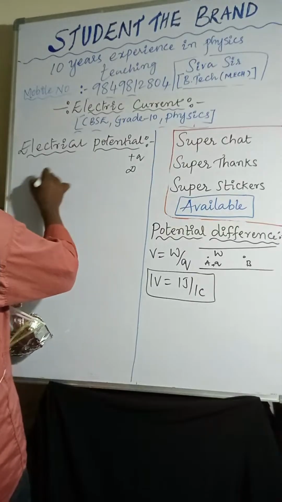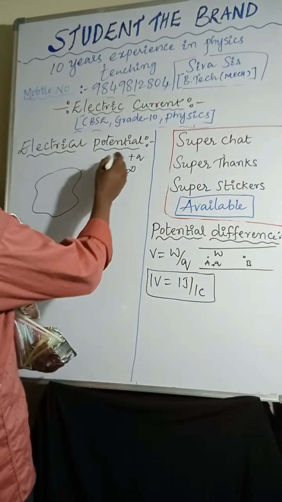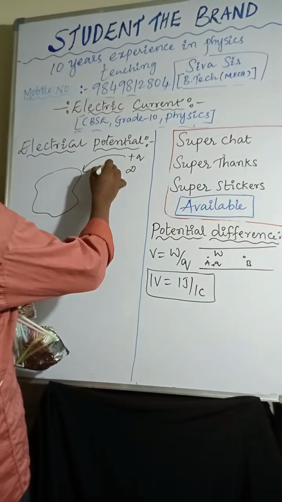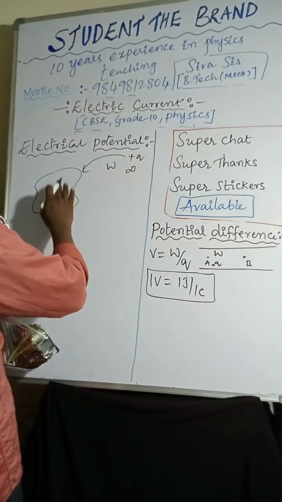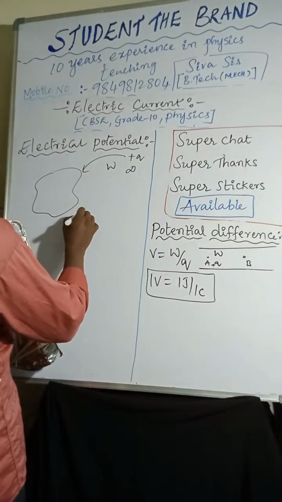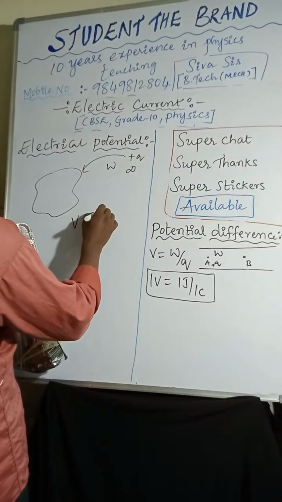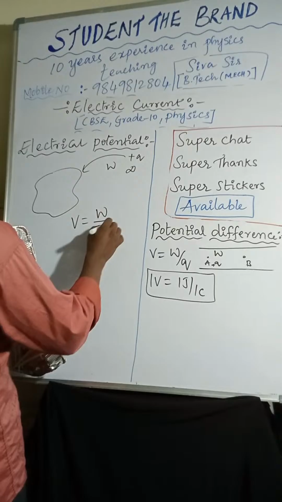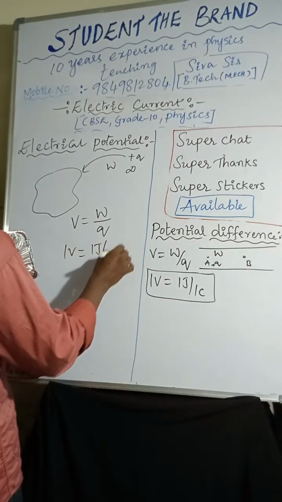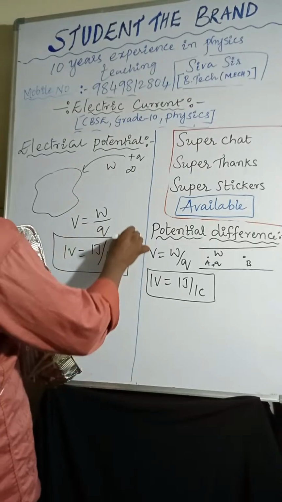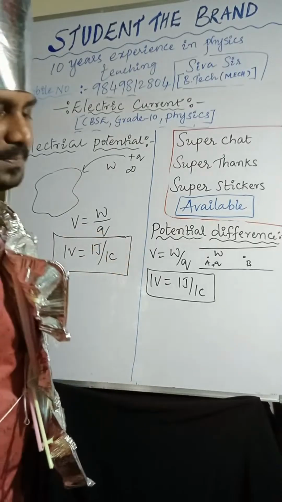Okay, so this is the required field. We are doing some work to bring a unit positive charge from infinity to the required field, and that is called electrical potential. So V equals W by Q. 1 volt is equal to 1 joule by 1 coulomb.